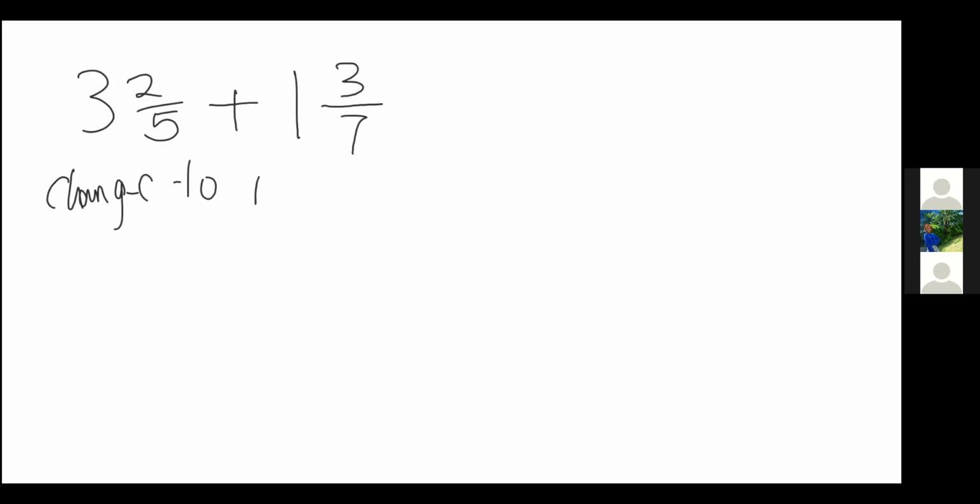So let's say I want to work out 3 and 2 over 5 plus 1 and 3 over 7. Some persons add the whole numbers and then go on to do the fractions separately. I personally think it's a lot of work doing it that way, and you can get complications if something is larger, etc. So what we're going to do is change to improper fractions always.